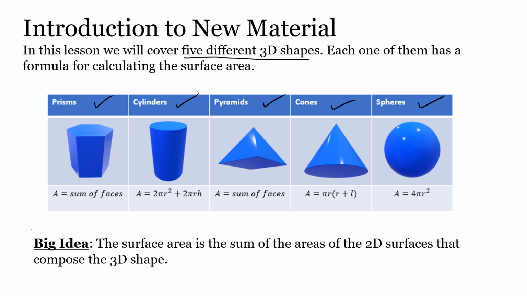And the big idea is that surface area is the sum of the areas of the 2D flat surfaces that compose the 3D shape. For example, on this prism, the top is a hexagon, and each of the sides are rectangles. If we find the area of the rectangles and the hexagons and add them together, that will be our total surface area. That's the basic idea we're going to use for all of the shapes.